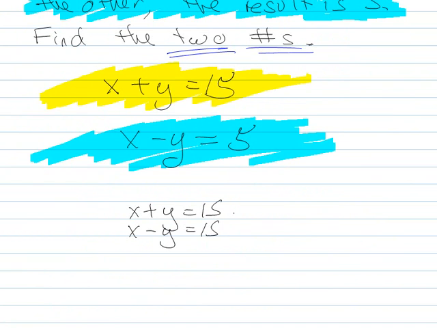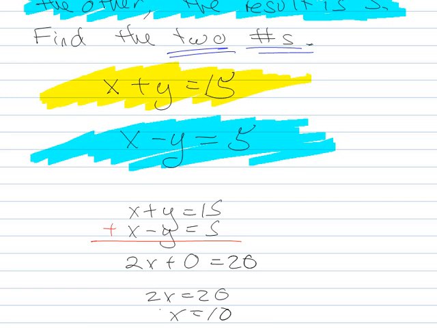There we go. I'm going to use substitution. Oh wait, I could use addition, because look how well that lines up. So I've got 2x plus 0 equals 20. So 2x equals 20, x equals 10. And if x plus y is 15, then 10 plus y is 15, so y must be 5.